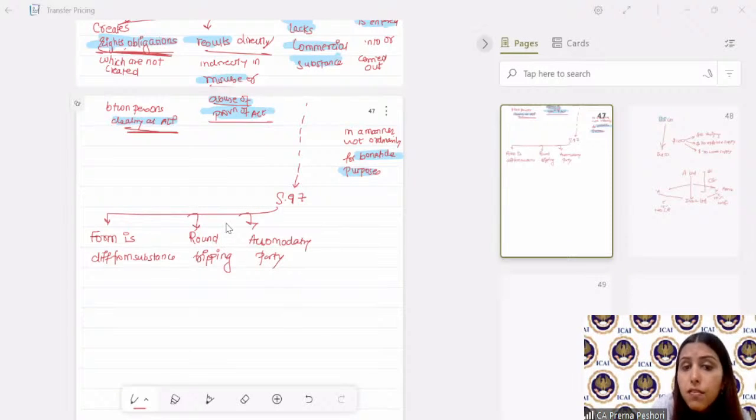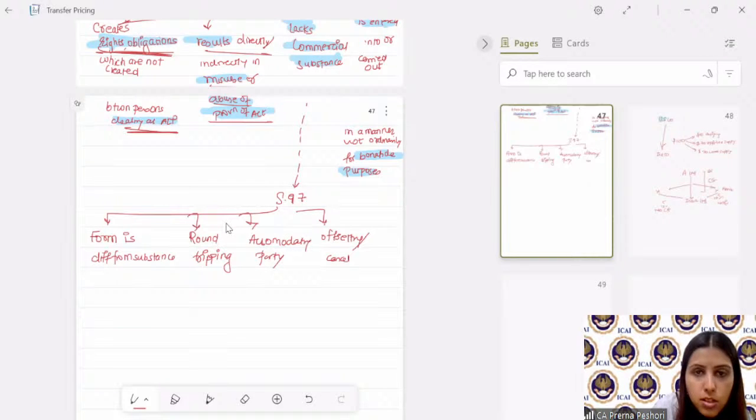Elements that have the effect of offsetting or cancelling each other. Offsetting or cancelling arrangements.